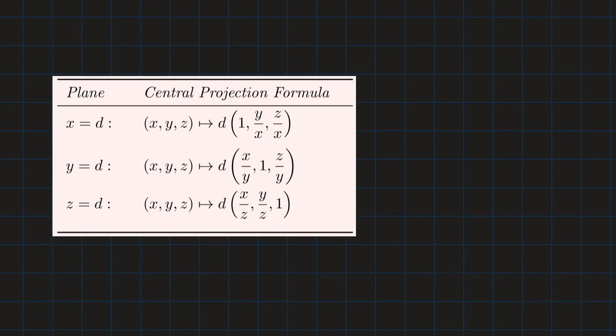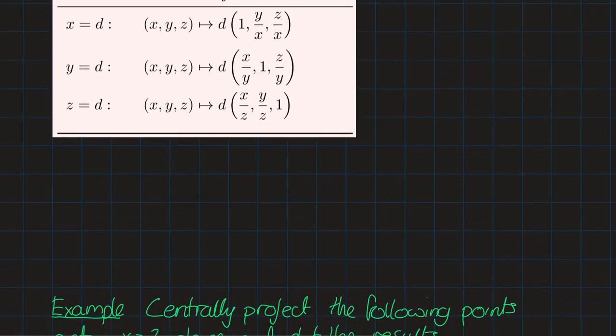You can project onto three different types of plane, like an x equals d plane, a y equals d plane, or a z equals d plane. In all of the cases you multiply by d and you divide by whatever letter you chose. So if it's an x equals d plane, you divide everything by x. If it's a y equals d plane, you divide everything by y. And if it's a z equals d plane, you divide everything by z. These are the formulas which you should know. So let's go straight to an example.